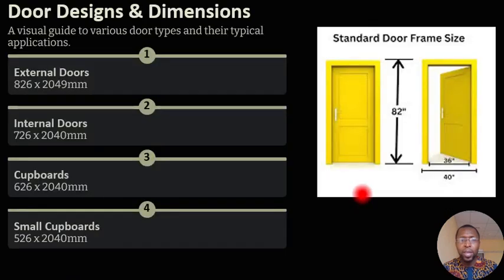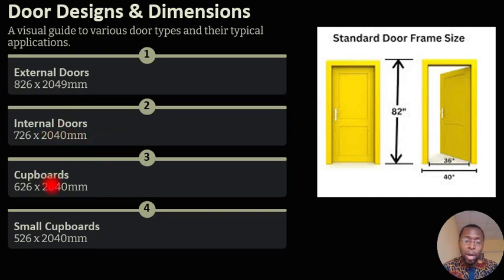Okay, let's now talk about the door design and the dimension. The dimension will depend on where the door will be placed. For external doors, the dimension should be 826 by 2049 millimeters. For internal doors, usually 726 by 2040 millimeters.